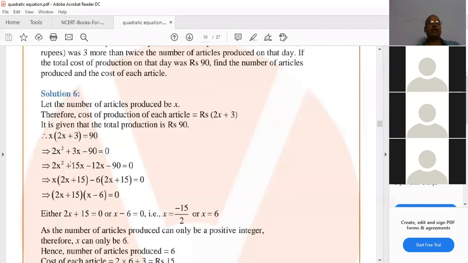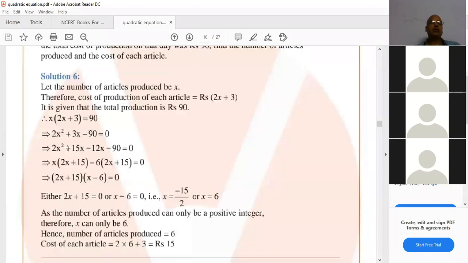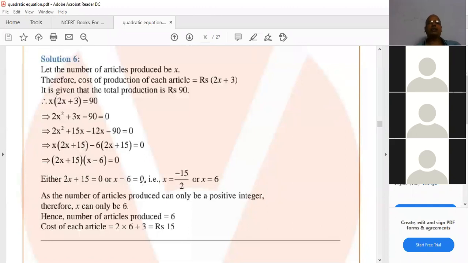15 times 12 is 180. 15 minus 12 is 3, so we take plus 15 minus 12. So 2x square plus 15x minus 12x minus 90 equal to 0. Then take x common in the first two terms: 2x plus 15. In the next two terms, 12 you can't take common, but if you take minus 6, 2 times 2x, and 15 sixes are 90, we get plus 15. So taking 2x plus 15 common, x minus 6. Hence 2x plus 15 equal to 0 or x minus 6 equal to 0. X equal to minus 15 by 2 or x equal to 6.